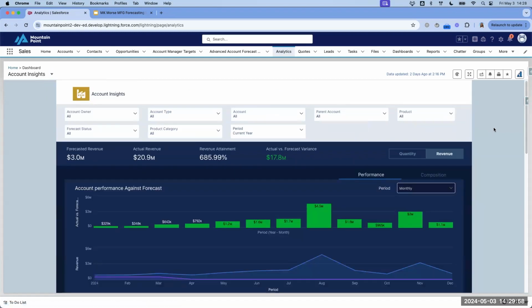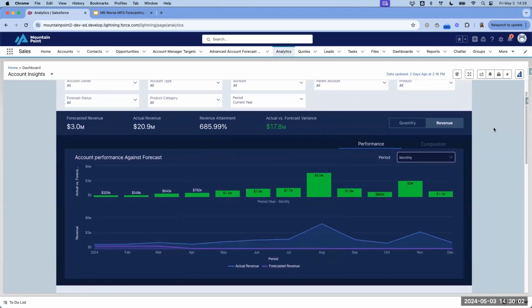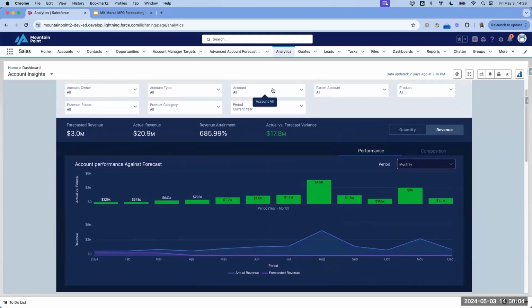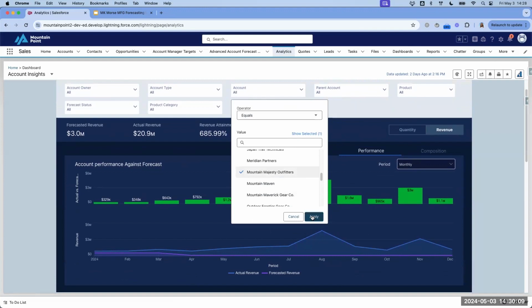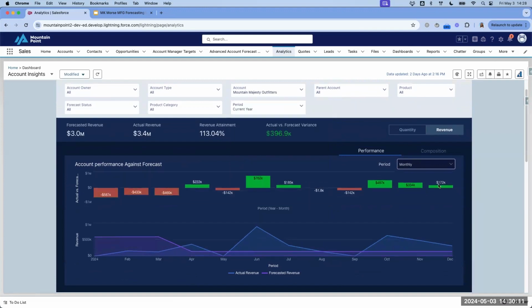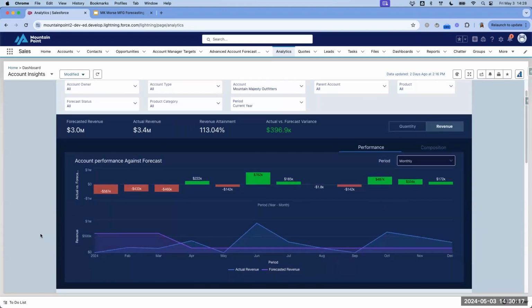Popping over to the account insights. So kind of like I mentioned, this is just giving you a high level overview of how accounts are performing. So this is accounts overall. If you wanted to drill down into specific accounts, you certainly could. So we could drill down into our Mountain Majesty, and we can see our actuals versus forecast, and then kind of how the revenue is doing over time.